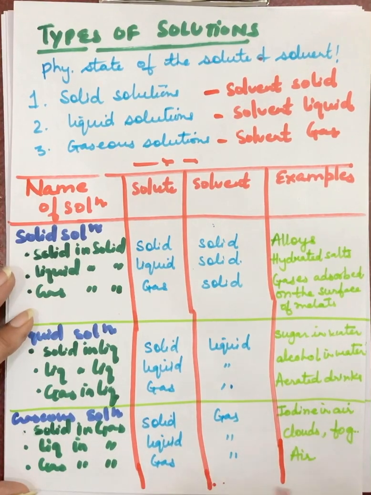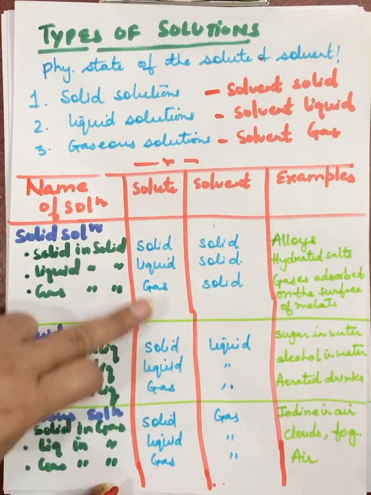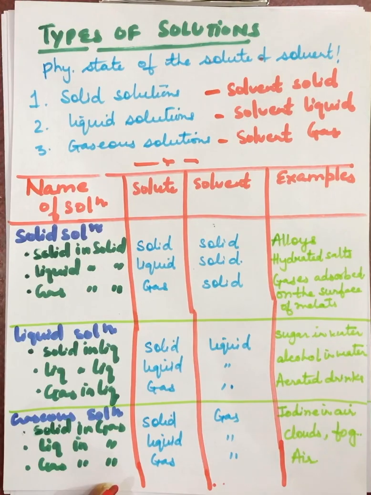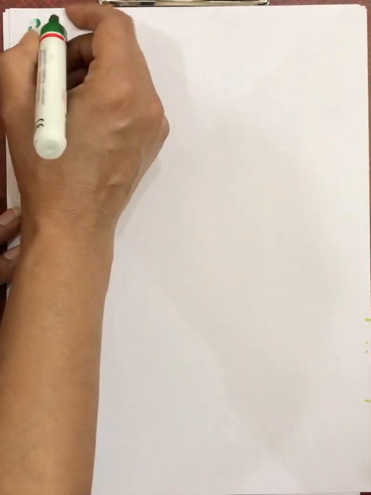So gas in gas. So total how many types of solutions do we have? Nine types of solutions based on the physical state of solute and solvent. We have divided these solutions. So now, properties of these solutions. What characteristics do these solutions show?